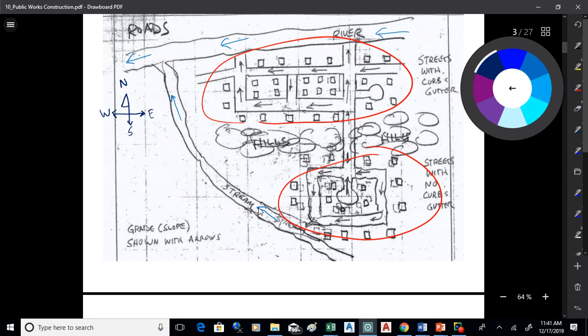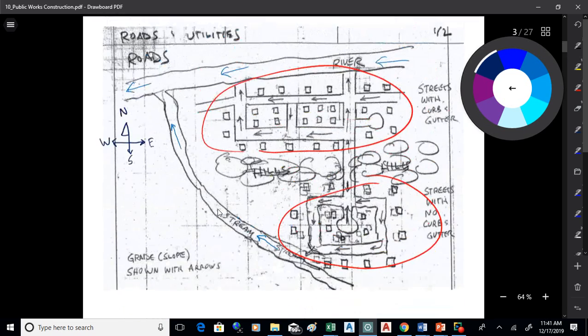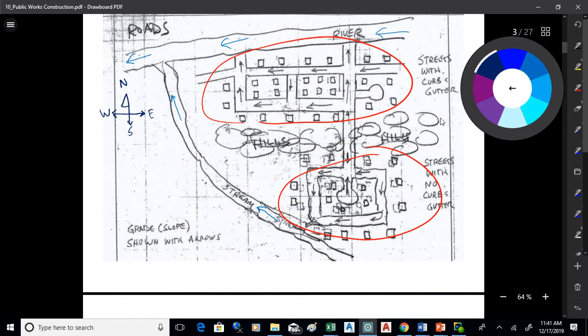So let's start at looking at the roads. Okay, so what we have here to the north, which I've circled in red, we've got street with curb and gutter. To the south, we have streets with no curb and gutter. Okay, I've also got the grade of the roads shown with arrows, so you can kind of see, by the grade I mean the slope.